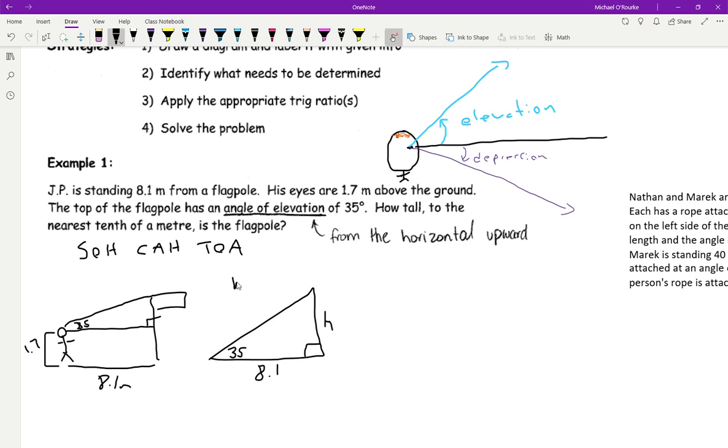So if we go through and label our triangle, I'm going to label it a different color. H-O-A. And I like to write everything down, so I'm going to write H-O-A and theta. Theta is 35. A is 8.1. And this one is our unknown H. Can someone tell me, what are we going to use? Are we going to use sine, cosine, SOHCAHTOA, or TOA? Which one are we going to use? Knowing that we have these two here.